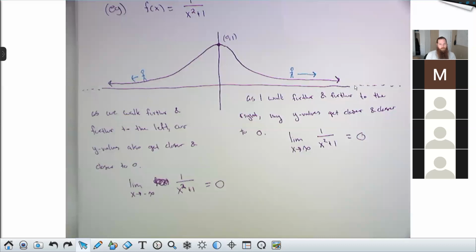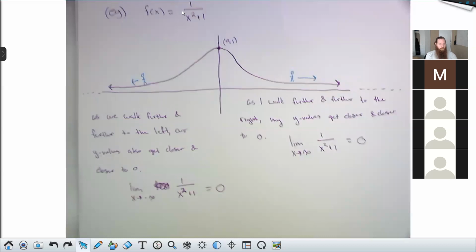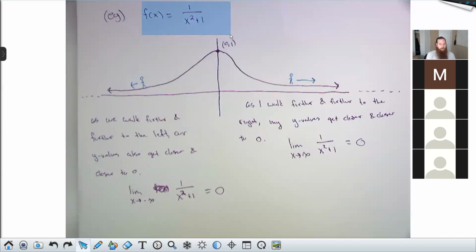Do horizontal asymptotes create discontinuity? No, sorry, no. Horizontal asymptotes have nothing to do with discontinuity. This function is continuous everywhere. In fact, we can use one of our theorems to prove that this function is continuous everywhere.